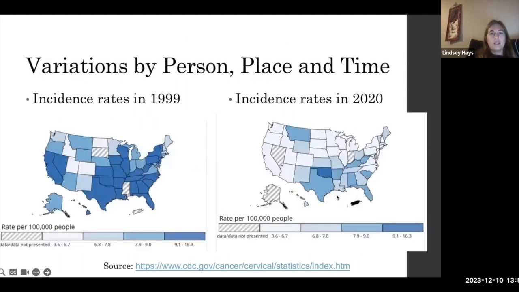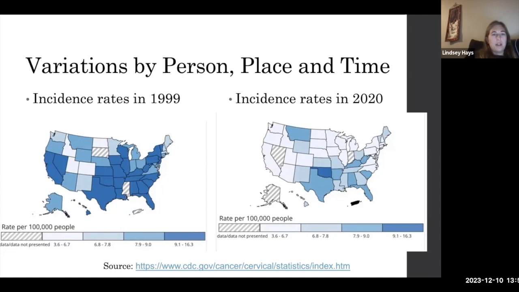Now, the variations by person, place, and time. On here, you can see that the darker the colors are, the higher the incidence rates are, so the amount of new cases that have been calculated. In 1999, you can see that the cases are much higher than the incidence rates in 2020. Again, incidence rates are new cases.